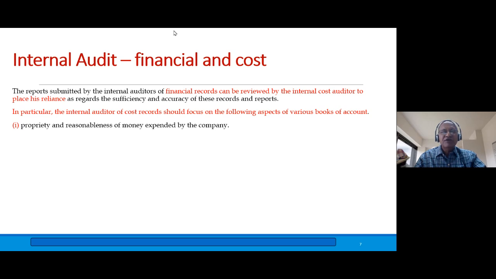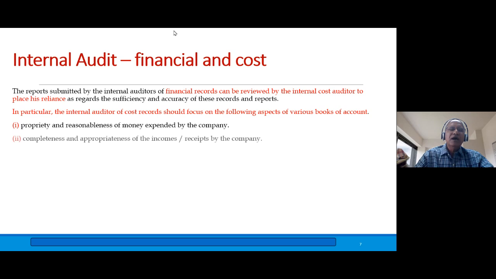So for example, if a bank has given a loan to a company, the end use of that loan, the utilization of that loan, normally who certifies that? It is a chartered accountant or the auditor of the company who certifies that. But here, the propriety and reasonableness of money expended by the company, whether it is used for the same purpose, whether it is used for the same project, whether there is a diversion of funds, it is a part of the cost internal auditor's scope.